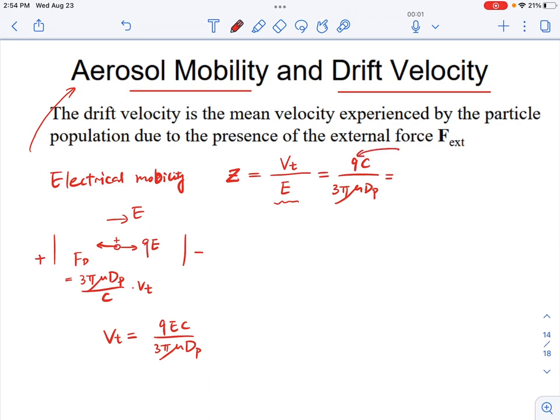Okay, and further, Q is the charge on the particle, right? So you can find out the number of charges, and then multiply by the elementary charge of a single, let's say, an electron. Then you multiply that by C, the Cunningham slip correction factor, divided by 3 pi mu dp. Okay, so this is how people calculate the electrical mobility.